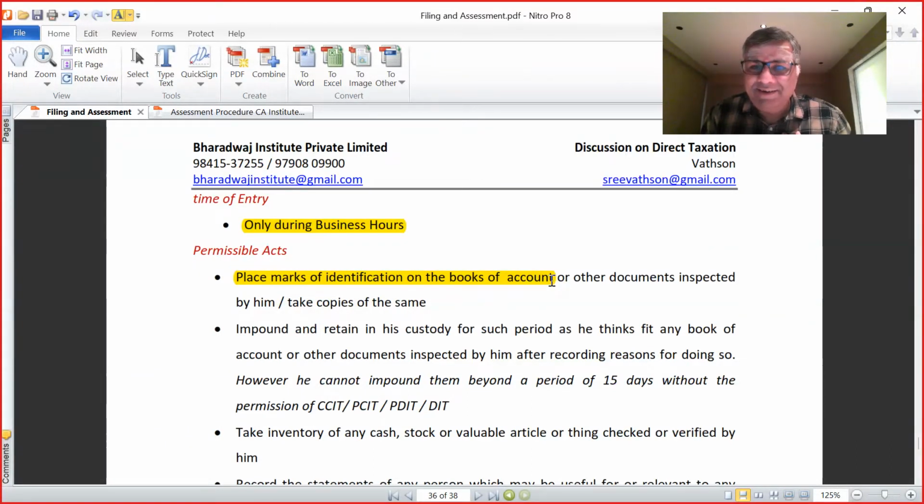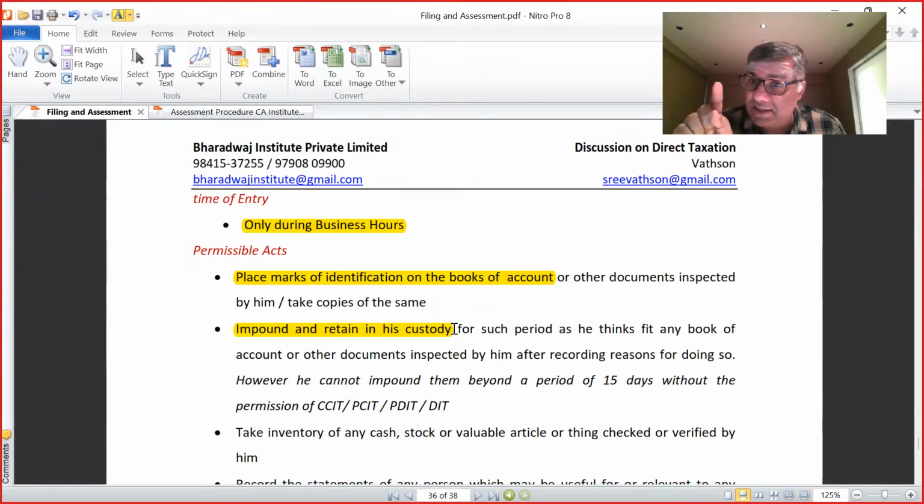When closed, that is known as mark of identification. So they will count the cash. This Income Tax survey officer will count the cash, see what is there in the book, and place a mark of identification. Impound and retain in his custody.